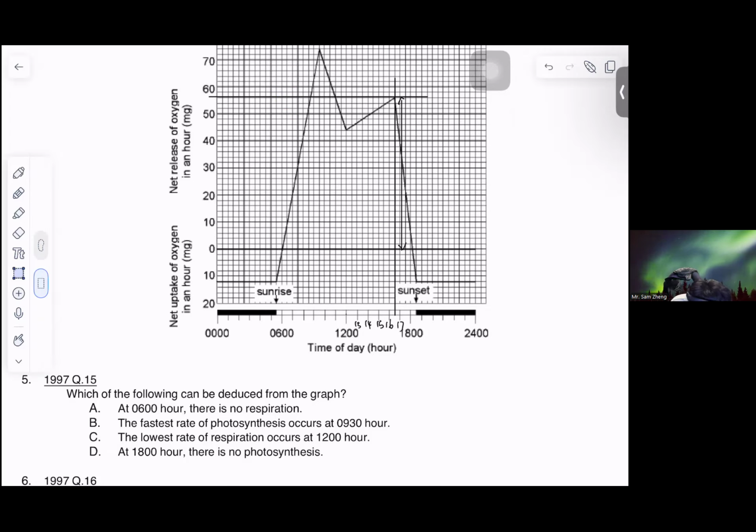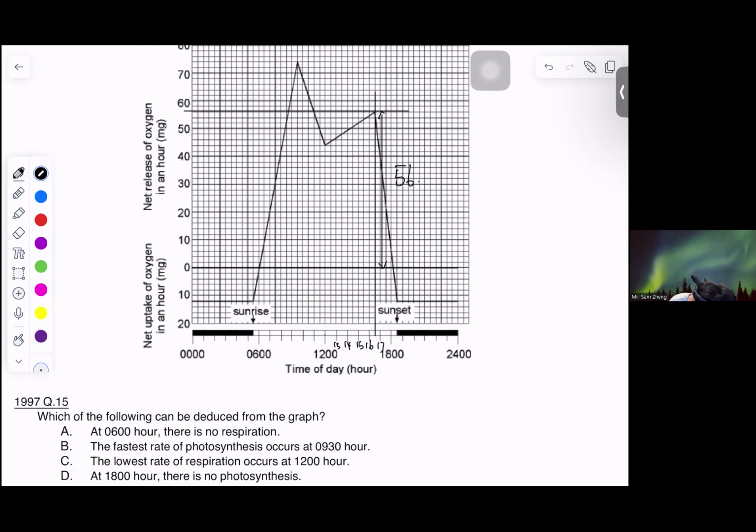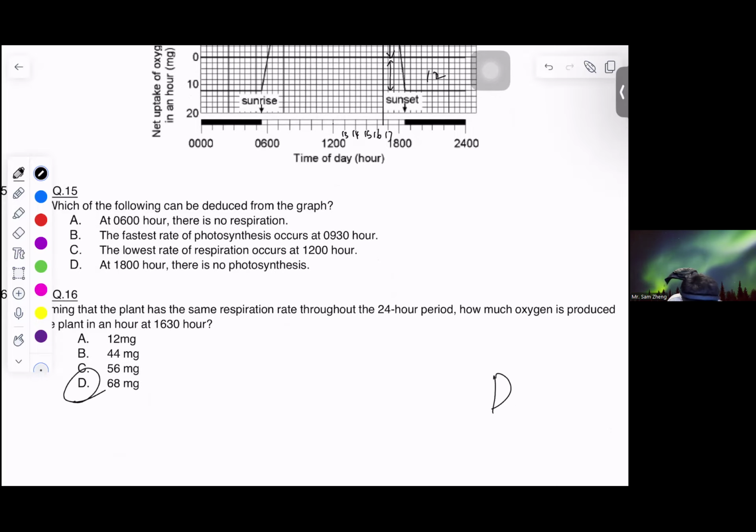Okay, so here it would be 56. But then, 56 is the part that is net release. There is still a part that is for the uptake of the respiration. So therefore, 56 is not enough. We need a few more from here to here. So it would be 12. We need 12 more. So therefore, the answer would be D, because it is 56 plus 12.